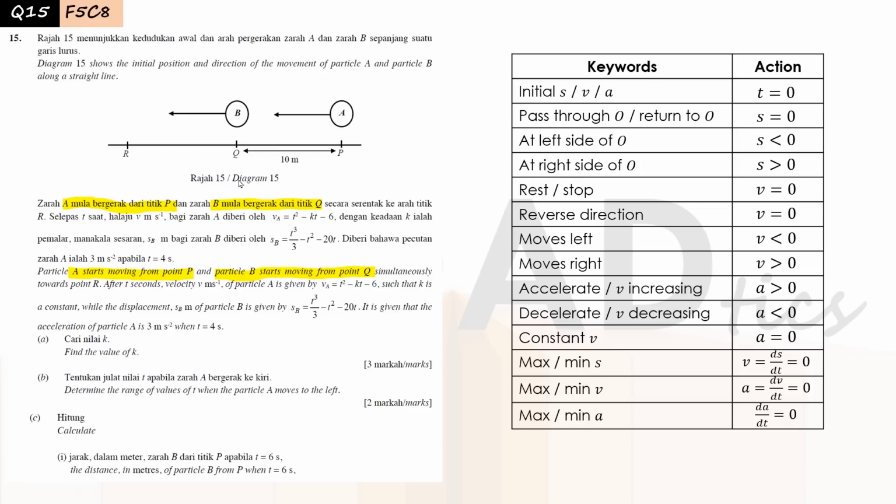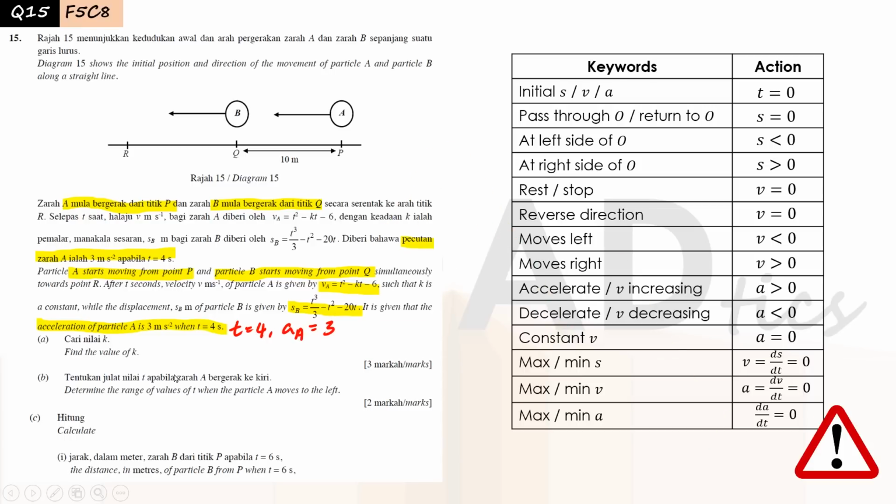Okay, so for particle A, they gave us the velocity equation, which is this one, and for particle B, they gave us the displacement equation, which is this, and also they gave us the acceleration of particle A when t equals 4, it is 3. Okay, so here means if t equals 4, a_A equals 3.